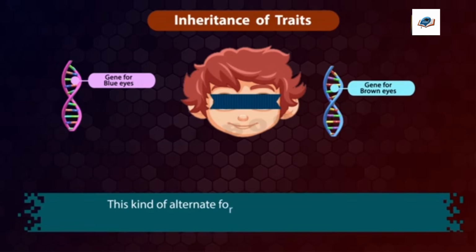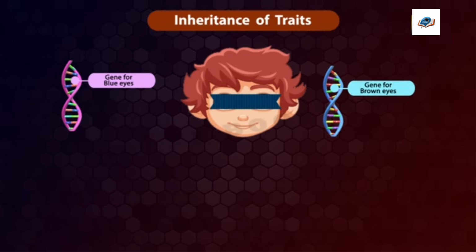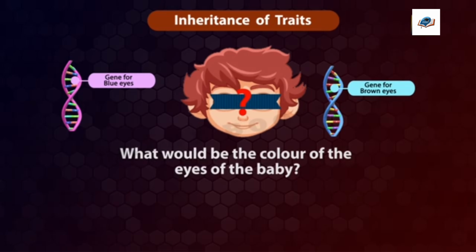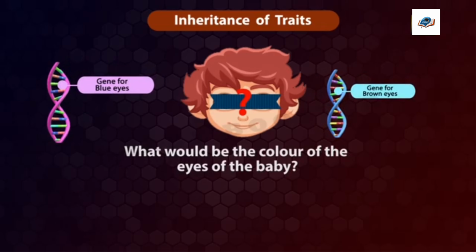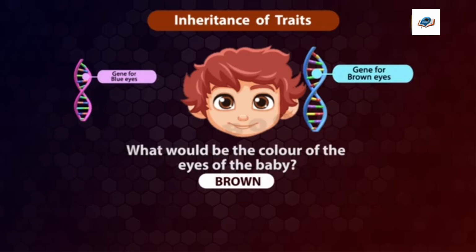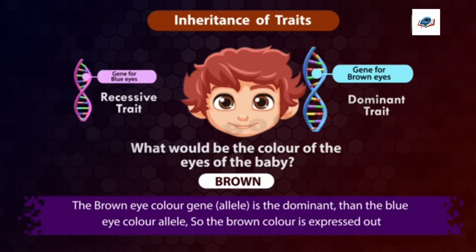This kind of alternate forms of genes for a single character are called alleles. But here, what would be the color of the eyes of the baby? Brown or blue? The eye color of the baby will be brown, because the brown eye color gene is dominant over the blue eye color gene, so the brown color is expressed out.